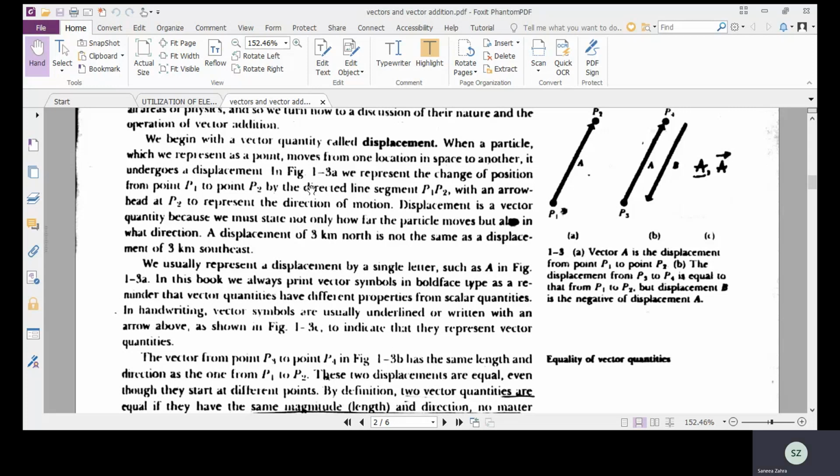Keep it in mind that whenever we represent a vector quantity, we will use our alphabet in a bold letter or with an arrowhead at the top. If you see figure 1-3, you will observe a written A with the arrowhead over it. This means we are representing a vector quantity over here.